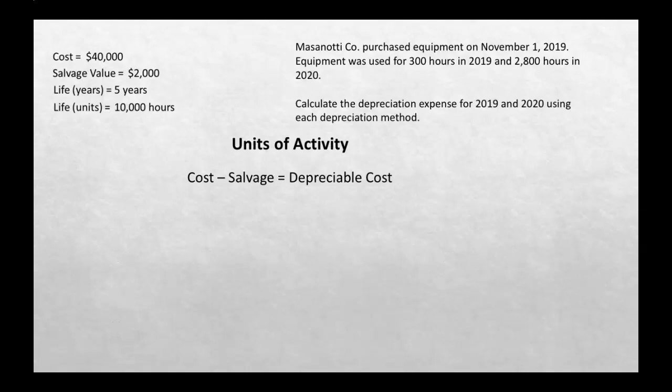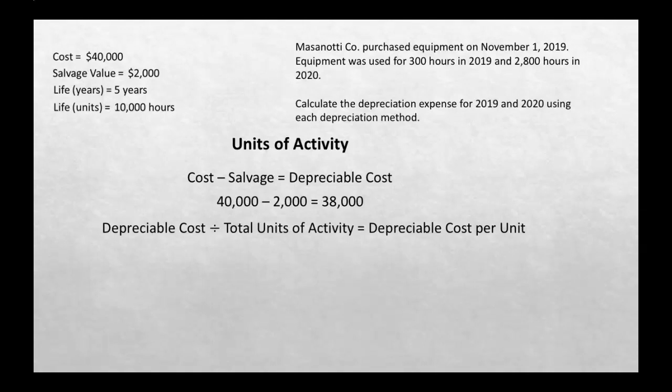Now units of activity. Again, we start off with cost minus salvage. So we find our depreciable cost to be $38,000. Now we take that depreciable cost and we divide it by its total units of activity in its life. So 38,000 divided by the 10,000 hours in its life, and we will be depreciating at $3.80 per hour. So in 2019, it tells us that the equipment was used for 300 hours. So $3.80 times 300 equals 1,140.